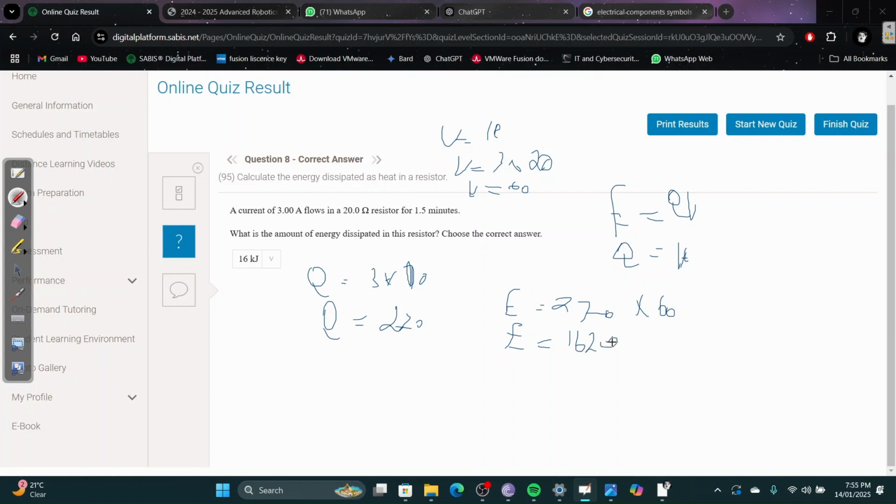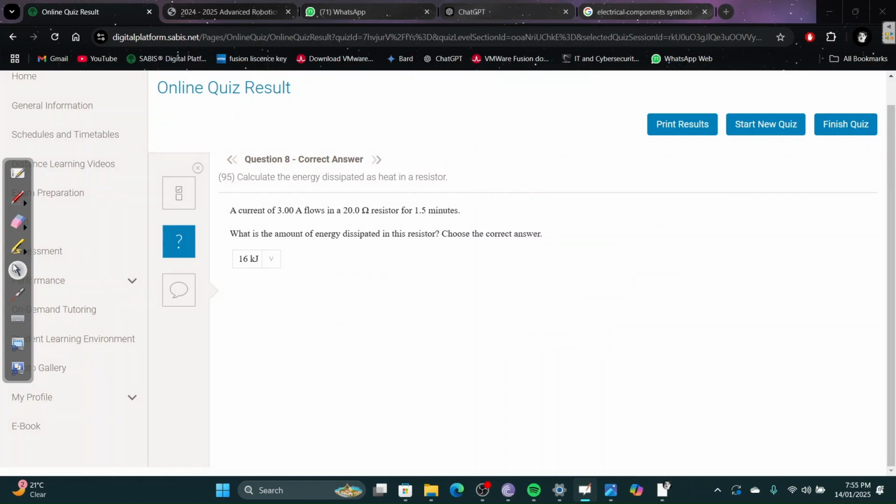However, remember this is going to be in joules. If you multiply the units themselves, not with any suffixes like kilo, mega, deci, you get the unit value for everything. So this doesn't work, because we have kilojoules in our multiple choices. So you divide by 1,000 to get it into kilojoules, which gives 16.2. They rounded to two significant figures, so you get 16 kilojoules.